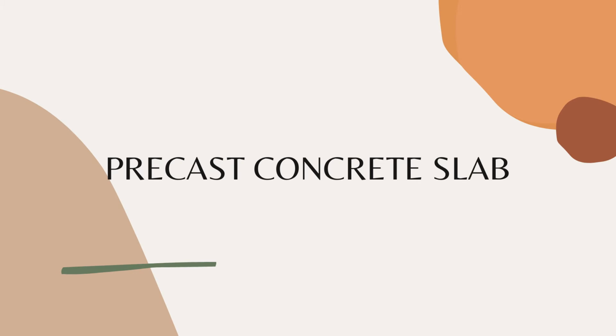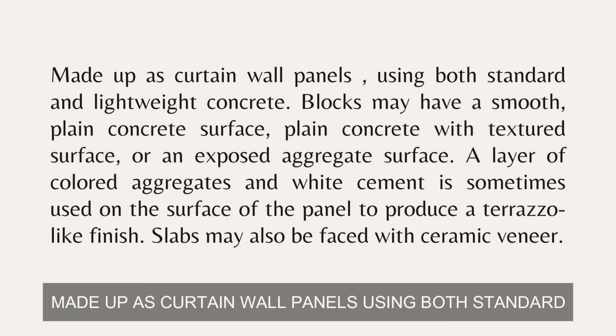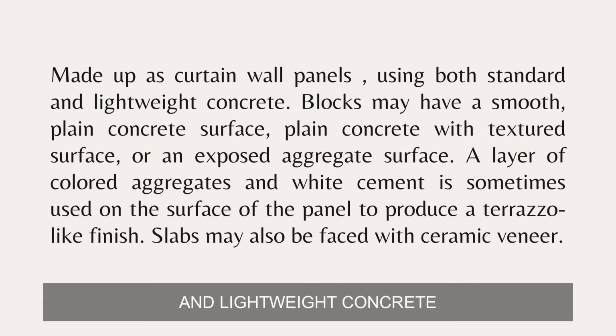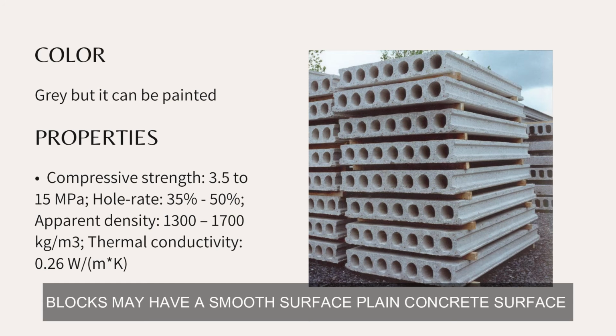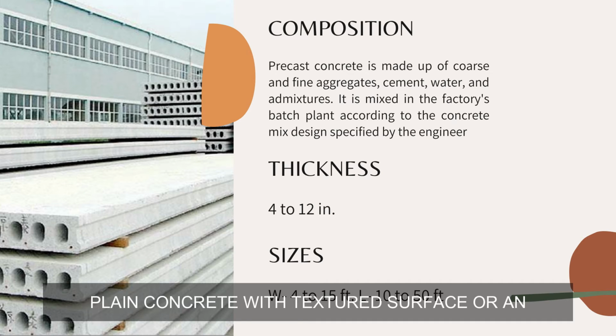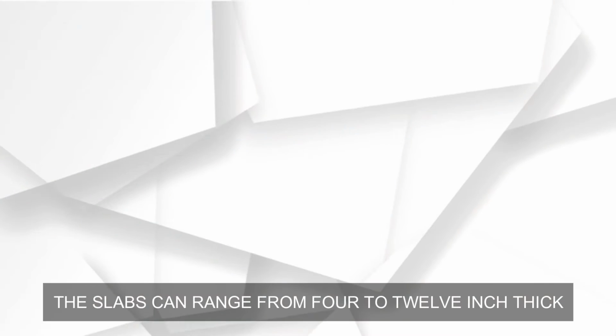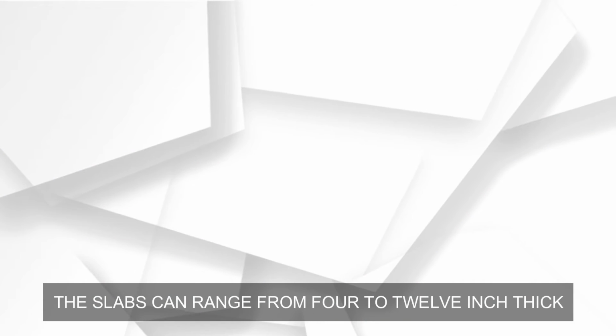This is then followed by the next material, which is the precast concrete slab, made up as curtain wall panels using both standard and lightweight concrete. Blocks may have a smooth surface, plain concrete surface, plain concrete with texture surface, or an exposed aggregate surface. The slabs can range from 4 to 12 inches thick.